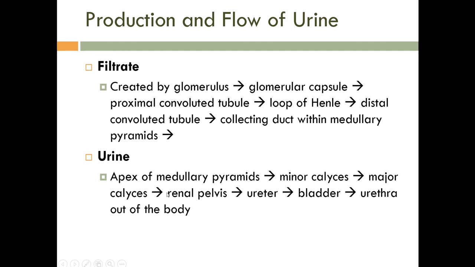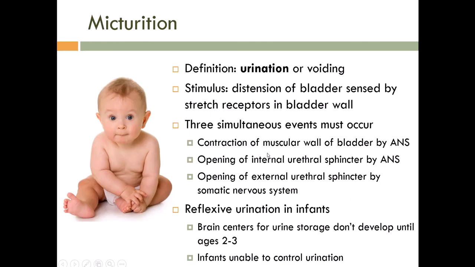The major calyces then merge with the renal pelvis. The renal pelvis is continuous with the ureter, which takes the urine to the bladder, and then it is the urethra that gets the urine out of the body. That process of voiding your bladder, urination, is called micturition.